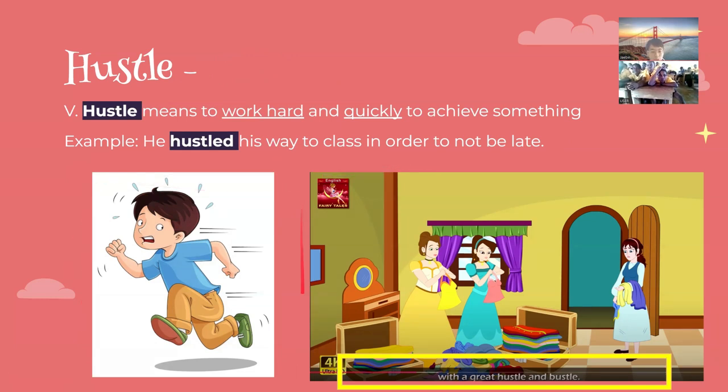On the left, here's a picture of a boy hustling, hustling to maybe a class or getting away from someone. So hustle means to work very hard and quickly. And on the right, here is how it is used in the story: with great hustle and bustle. So the story is probably describing the way Cinderella helped her stepsisters with hustle. It means that Cinderella helped her stepsisters very quickly and worked very hard for it. So that is the word hustle.